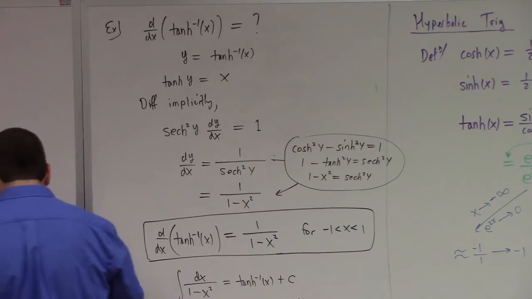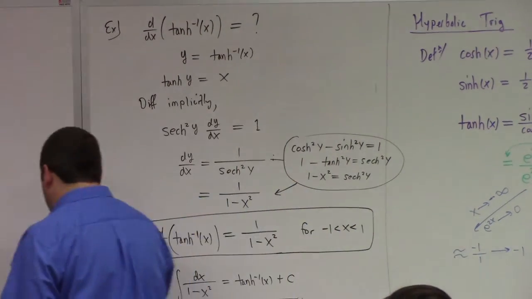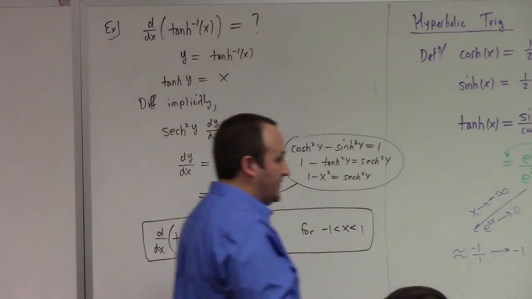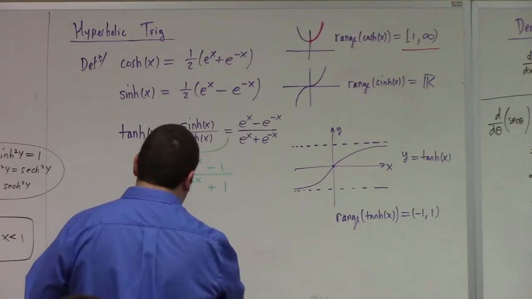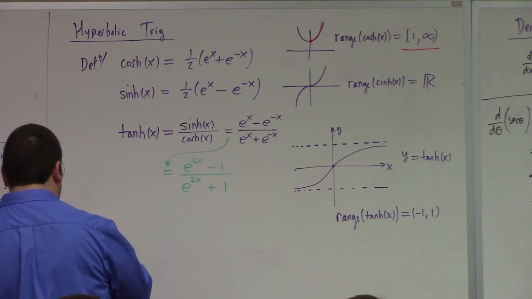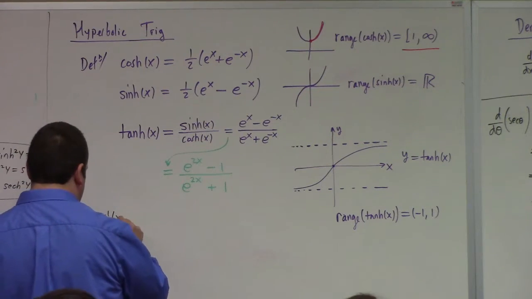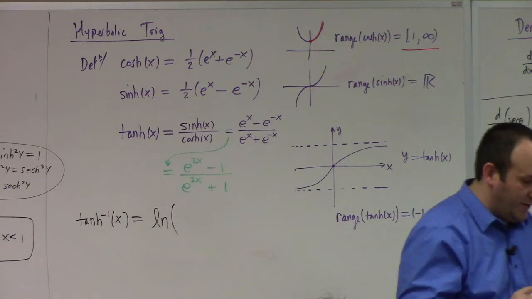All right. Now, there is another thing I should tell you that I probably won't prove today, but I do want to share with you because it's very interesting. There is a relation between the inverse hyperbolic functions and the log function. For example, inverse hyperbolic tangent of x is actually equal to the natural log of, I don't have this memorized yet.